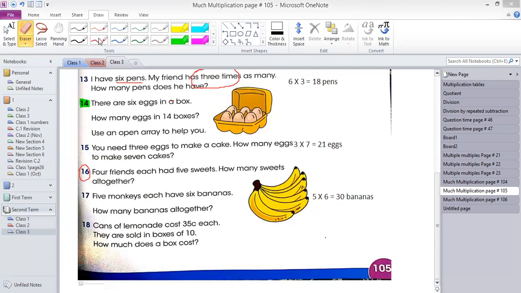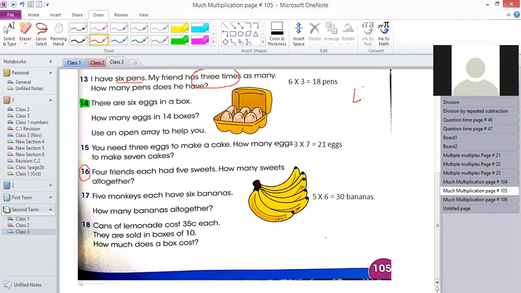So guys, the question is 4 friends each had 5 sweets. How many sweets are there all together? There are 4 friends and each friend has 5 sweets. So if you want to know how many sweets altogether, you will multiply 4 by 5 and you will find out how many sweets there are all together. Answer me guys in the chat.